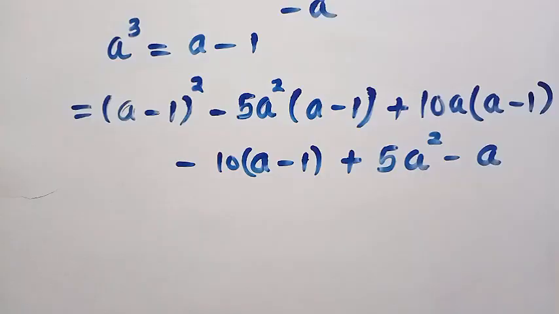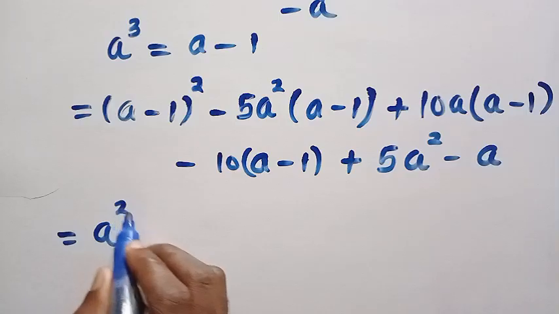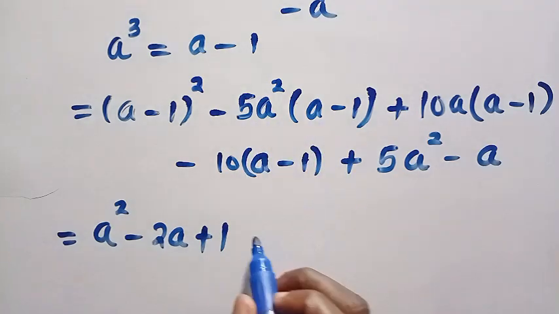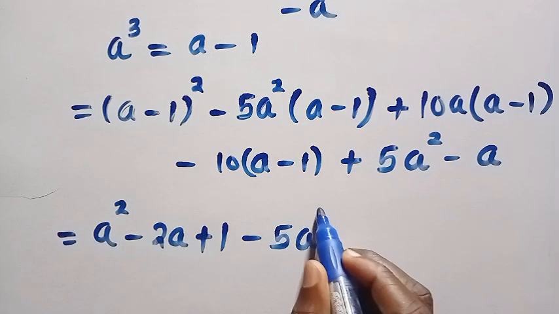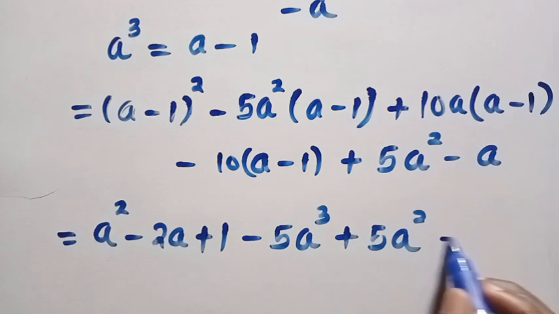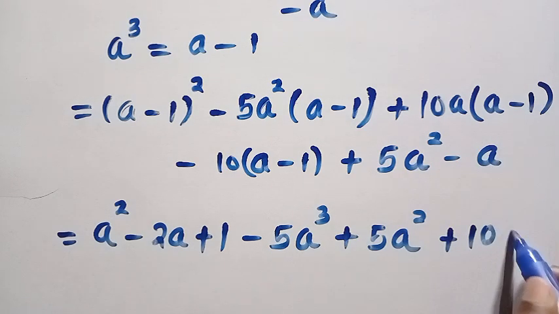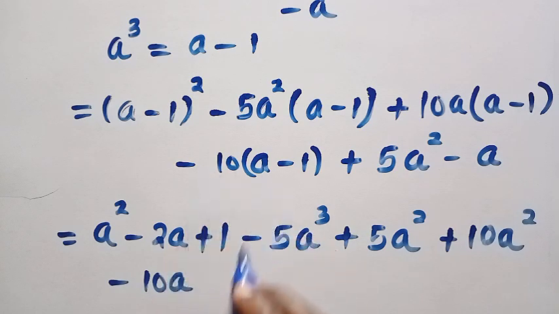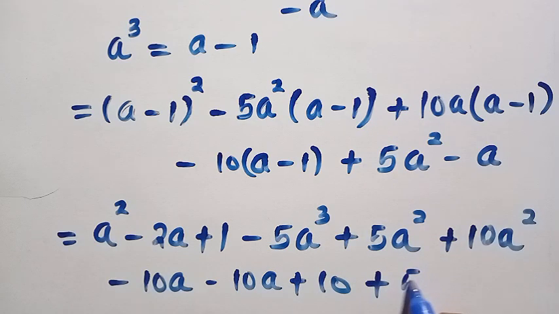So this is what we got here. Then when we expand a minus 1 raised to power 2, we are going to get a raised to power 2 minus 2a plus 1. And also expanding this, we have minus 5a raised to power of 3 plus 5a raised to power of 2. Then plus 10a times a, that is 10a squared, and minus 10a. So also we have minus 10a plus 10 plus 5a squared minus a.